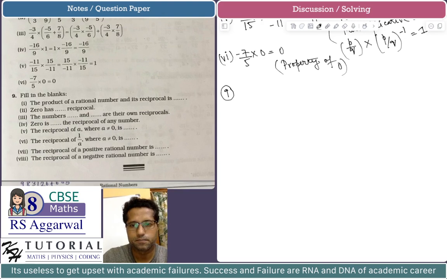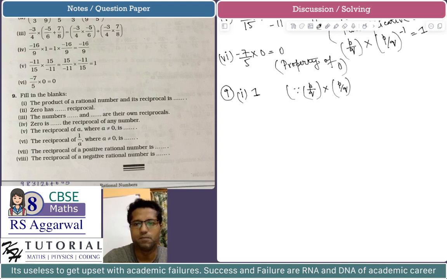Part 1. The product of a rational number and its reciprocal is always equal to 1. So we know that p by q multiplied by the reciprocal of p by q, that is p by q to the power minus 1, is always equal to 1.